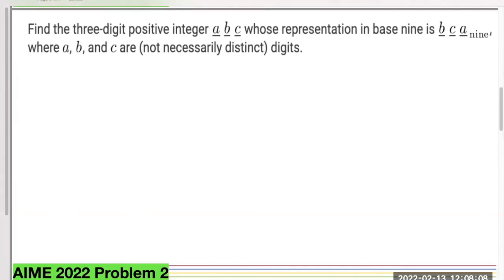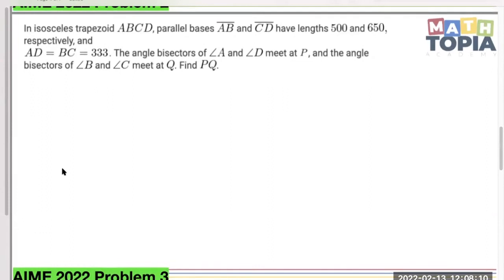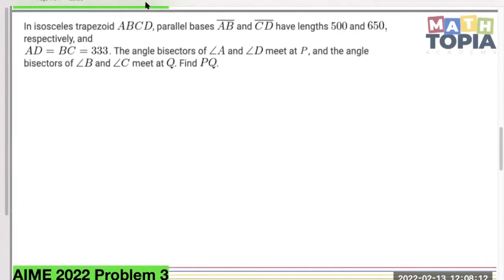Anyways, so let's move on to number 3. This one is talking about an isosceles trapezoid, so I'll just draw it right here.